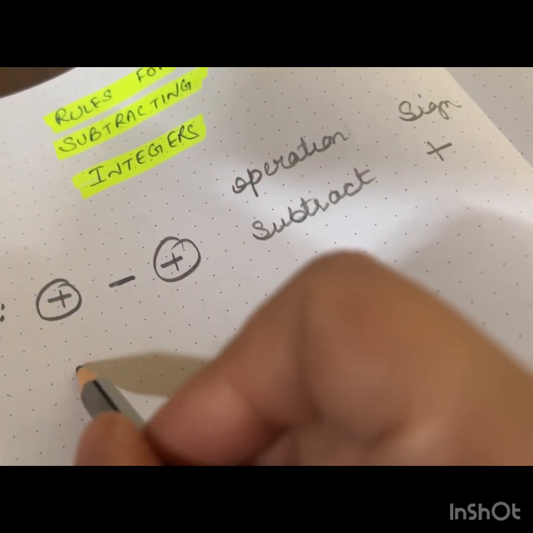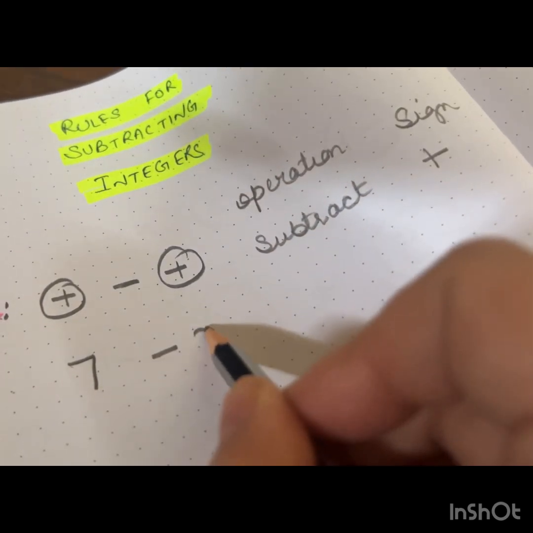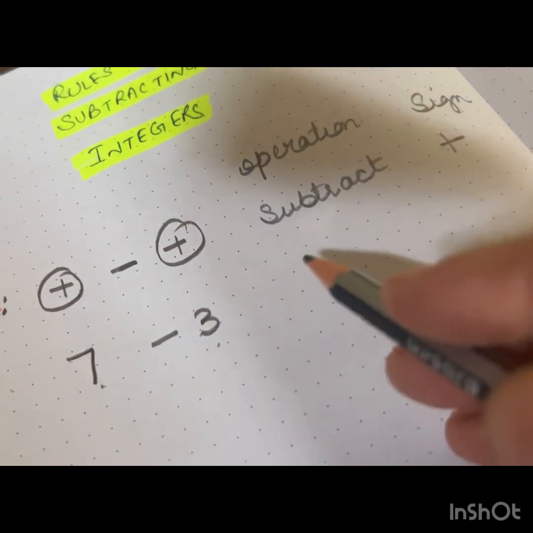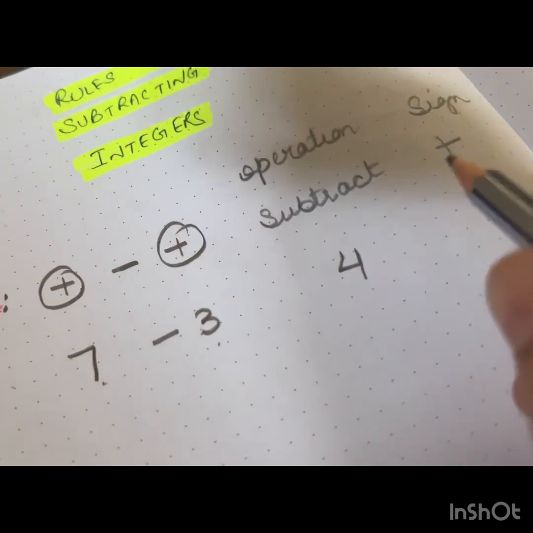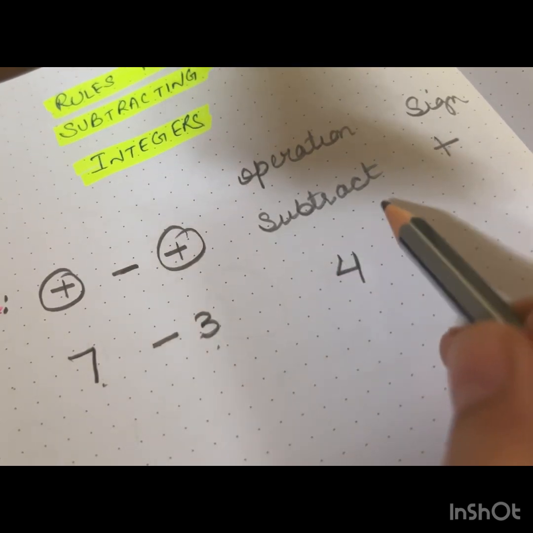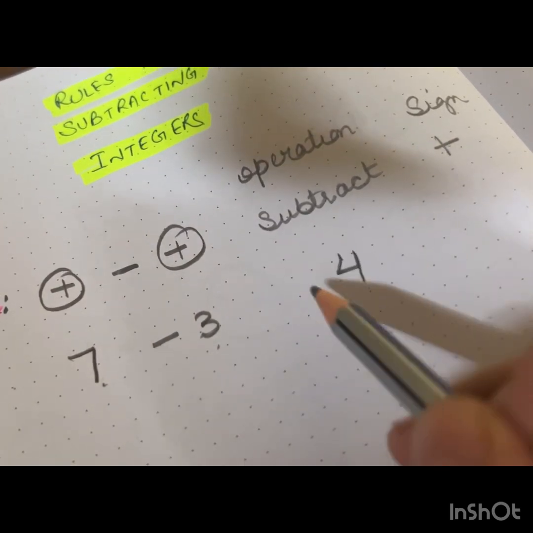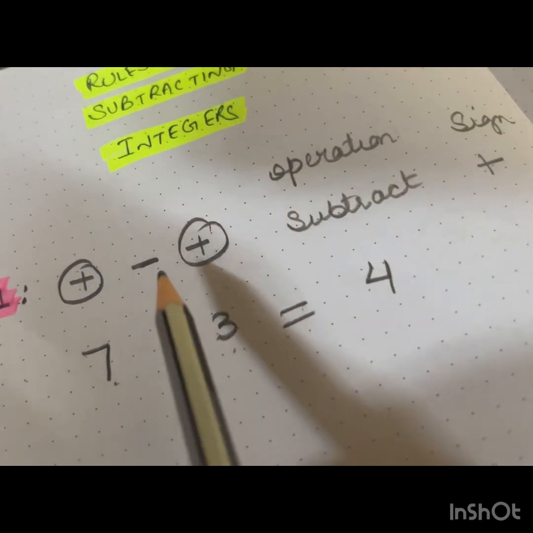For example, here we have taken 7 minus 3, both are positive integers. So what are we going to do? We are going to subtract them, so the answer will be 4, and it has to be a positive integer. The answer will be plus 4, that means it's a positive integer. So this was rule number 1.